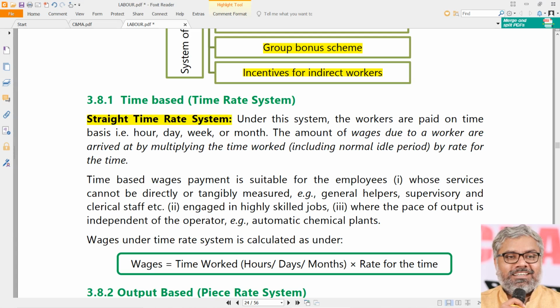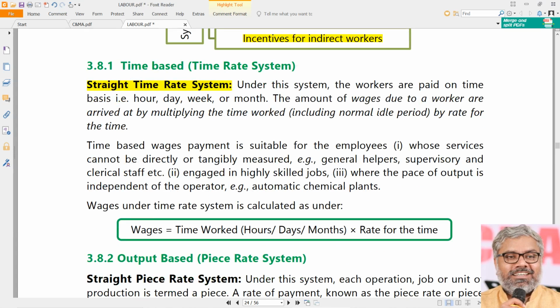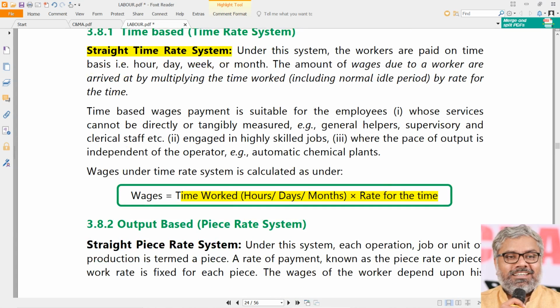So first of all, the straight time rate system. The straight time rate system is nothing but time worked multiplied by the rate for that particular time. That's all. Whatever that time may be, if the wage rate is per hour, you take the number of hours that the worker has worked and multiply with whatever is the wage rate payable to that worker per hour. That's it. That is the straight time rate system. This can be used in many places where we cannot actually measure the output tangibly. This method is more suitable there, and also for very highly skilled jobs this method is suitable.